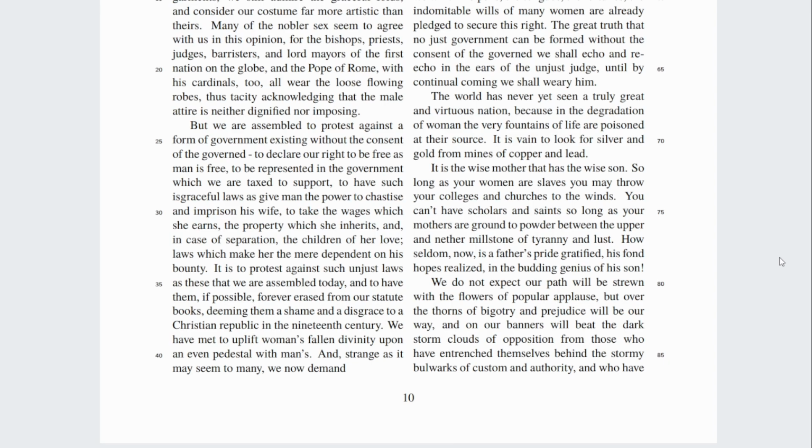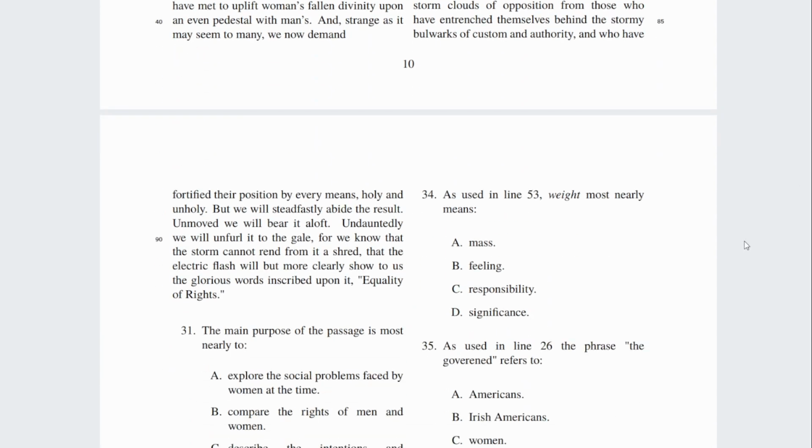We do not expect our path will be strewn with the flowers of popular applause, but over the thorns of bigotry and prejudice will be our way, and on our banners will beat the dark storm clouds of opposition from those who have entrenched themselves behind the stormy bulwarks of custom and authority, and who have fortified their position by every means, holy and unholy. But we will steadfastly abide the result. Unmoved, we will bear it aloft. Undauntedly, we will unfurl it to the gale, for we know that the storm cannot rend from it a shred, that the electric flash will but more clearly show to us the glorious words inscribed upon it, equality of rights.